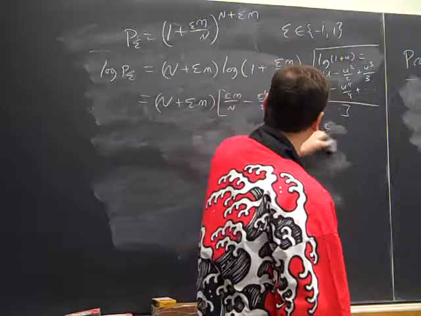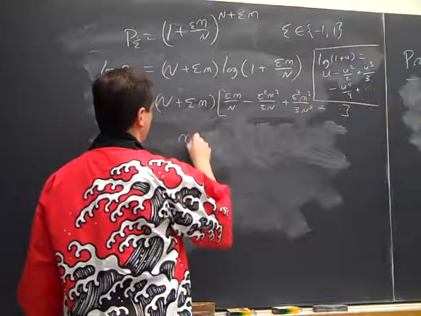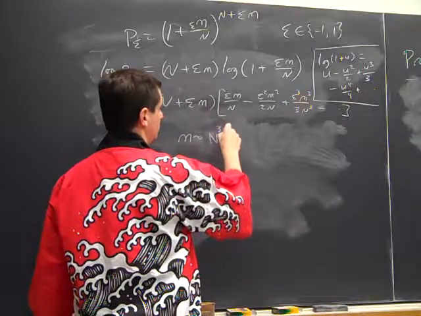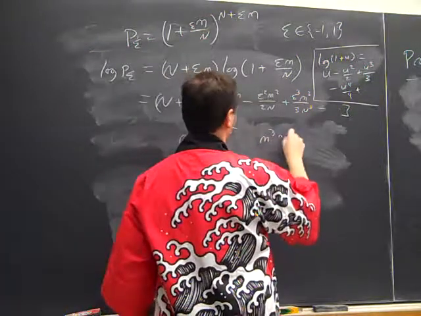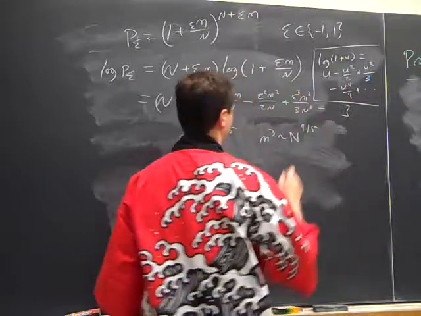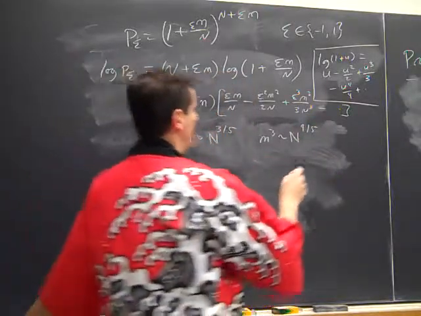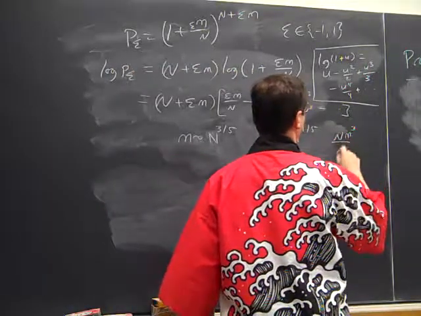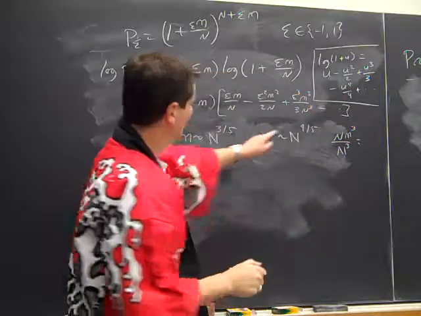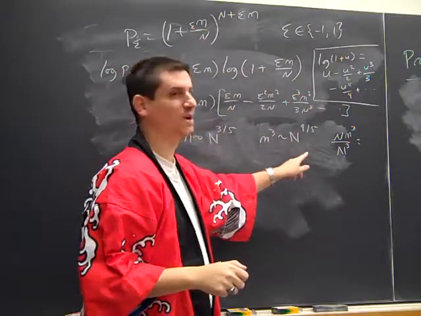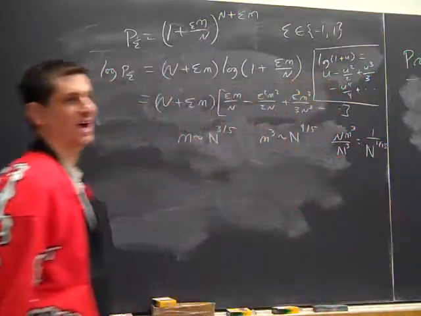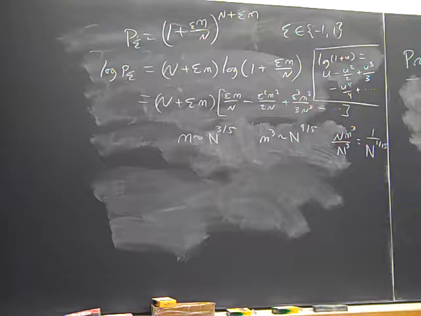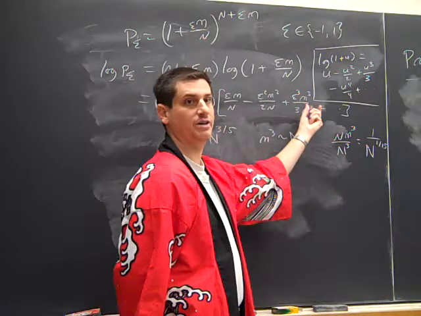So if I do m is at most n to the 3 fifths, then m cubed would be n to the 9 fifths, and then n times m cubed over n cubed, all right, 9 fifths plus 1 is 14 fifths, divided by n cubed is 1 over n to the 1/15. Alright, I win. Okay? All I need is to have a positive power in the denominator, and this term will go to 0 as n gets large, and it won't matter.